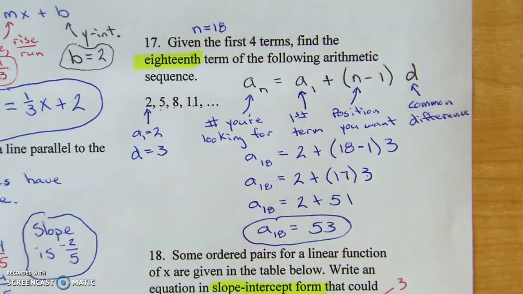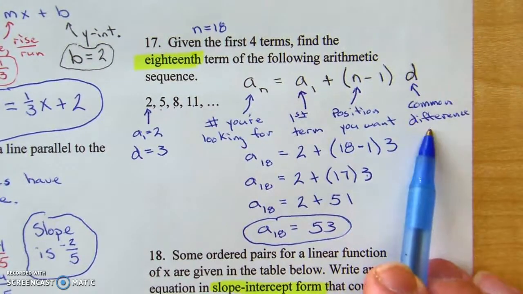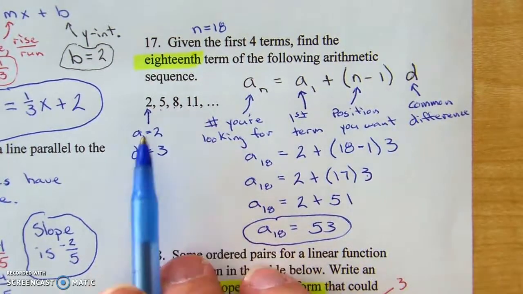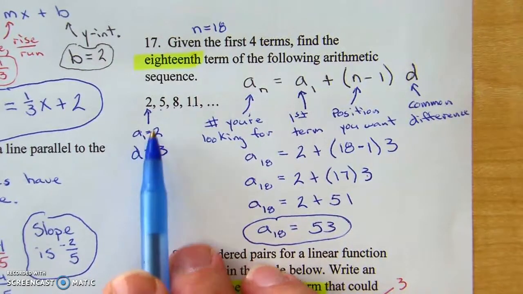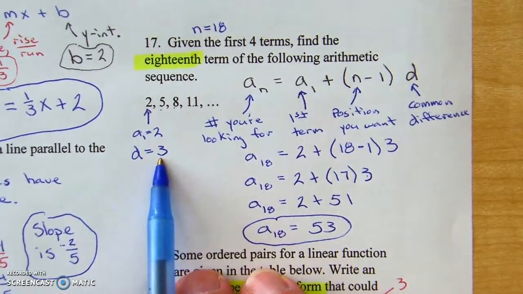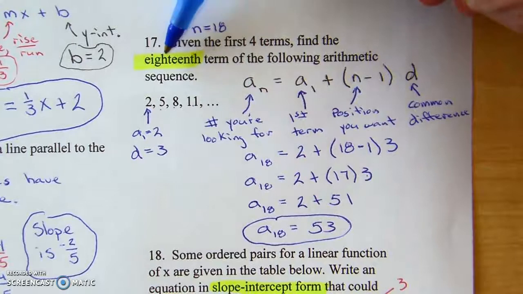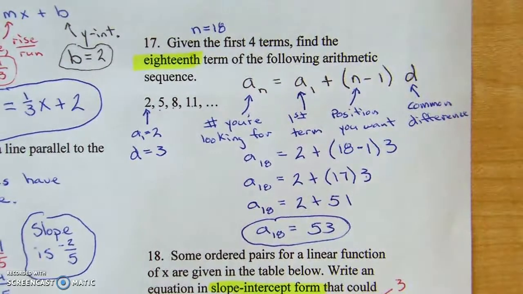So I'm looking for the 18th position. And then D is that common difference. By looking at the numbers, I can tell what A sub 1 is because it's the first term. It's a 2. And then the common difference is 3. The other number I needed was N, and I found that when I highlighted right there, I'm trying to find the 18th term. So that's the position in the list that I'm looking for.